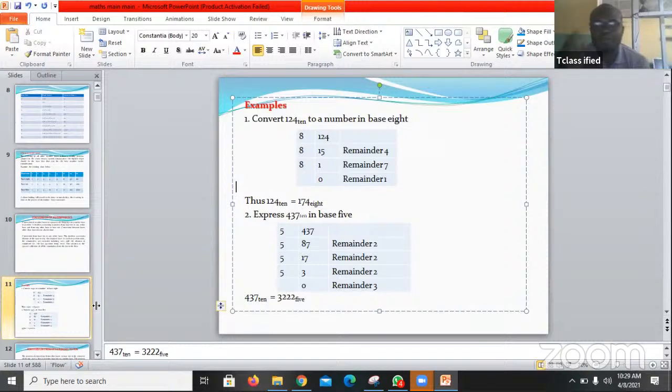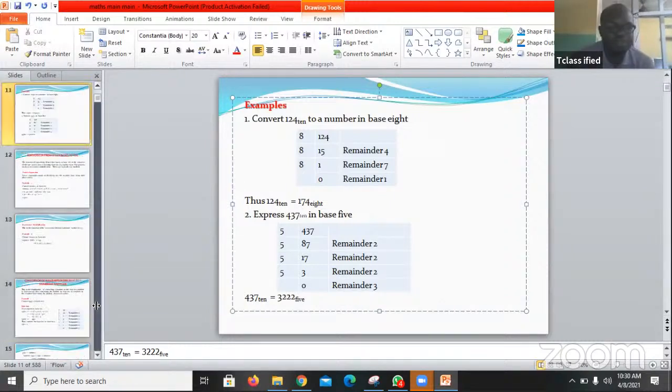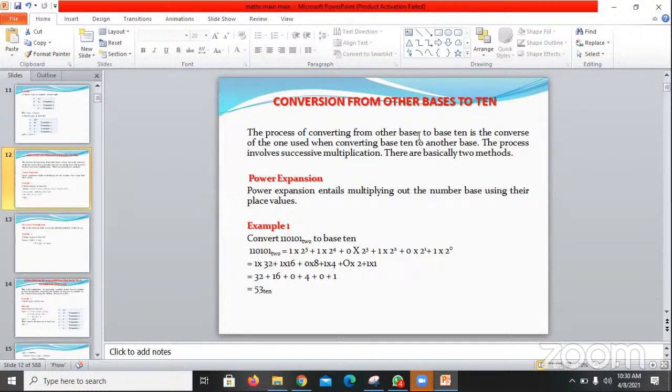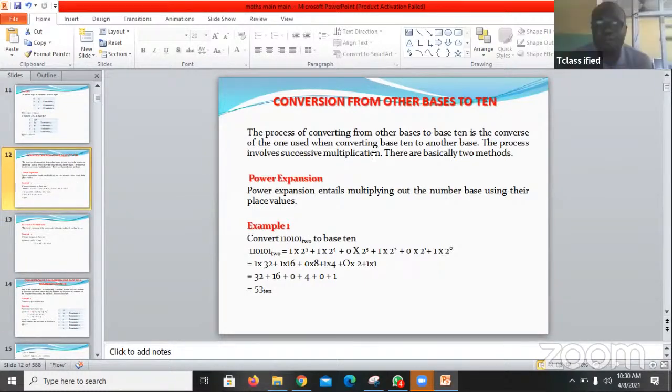But if you want to convert from other bases to base 10, you do exponential multiplication. In the next class, we are going to be looking at that. Like I said, conversion from base 10 to other bases is what we've been doing. The process of converting from other bases to base 10 is the converse, that means the opposite, of the one we've learned. The process involves successive multiplication and power expansion.